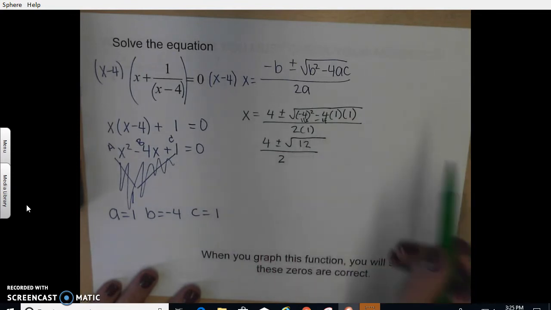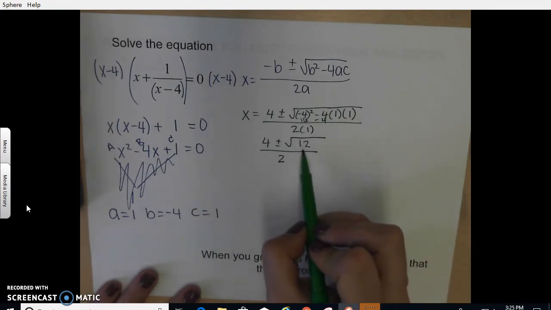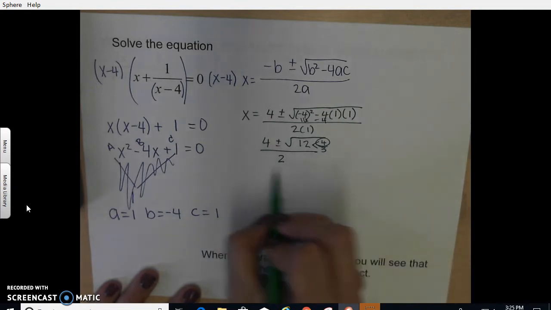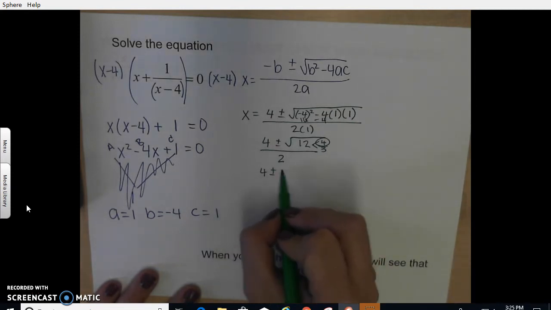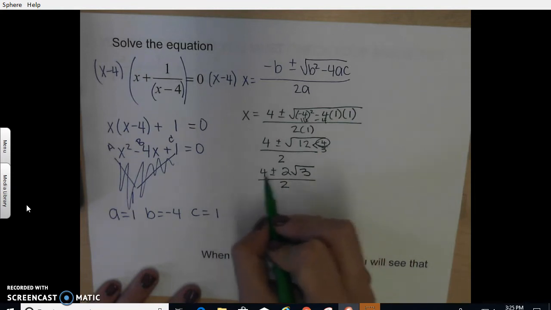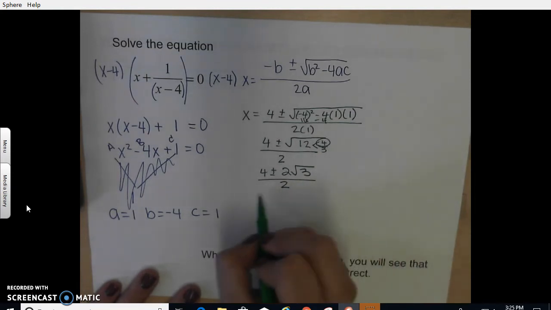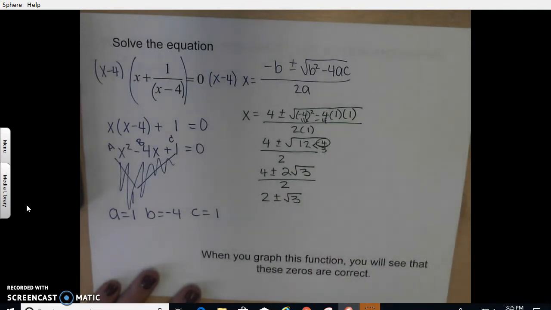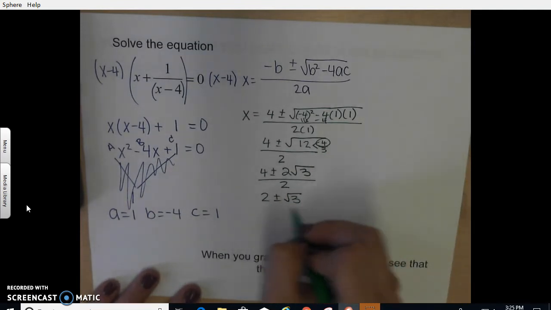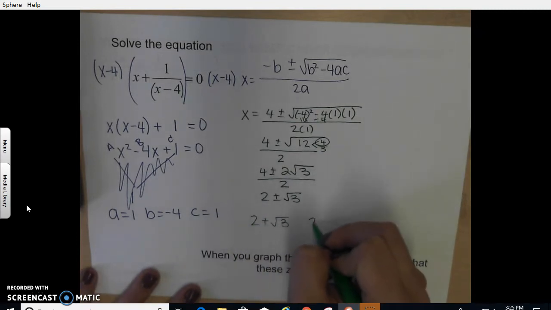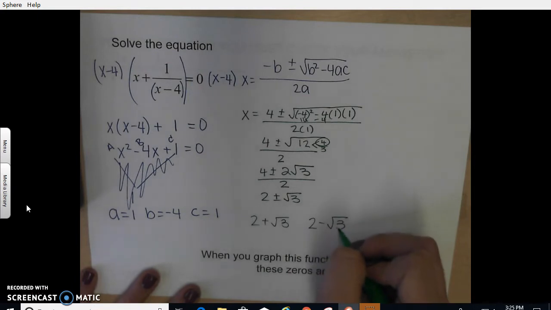And then we would take 12 and split it up into 4 and 3. We know the square root of 4 is 2. So 4 plus or minus 2 root 3 over 2. Divide by 2 to both terms, so 2 plus or minus root 3 would be our answers. If we separated that, it would be 2 plus root 3 and 2 minus root 3.